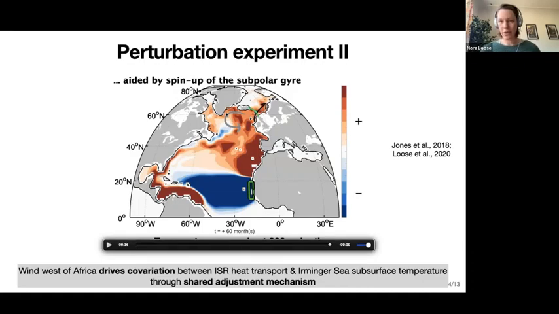So now we have seen two examples for what can drive covariation or anti-covariation between Irminger Sea subsurface temperature and Iceland-Scotland Ridge heat transport, right? Wind west of Iceland and wind west of Africa. But how can we identify all such possible causes of covariation? And this is where the adjoint model comes into play.